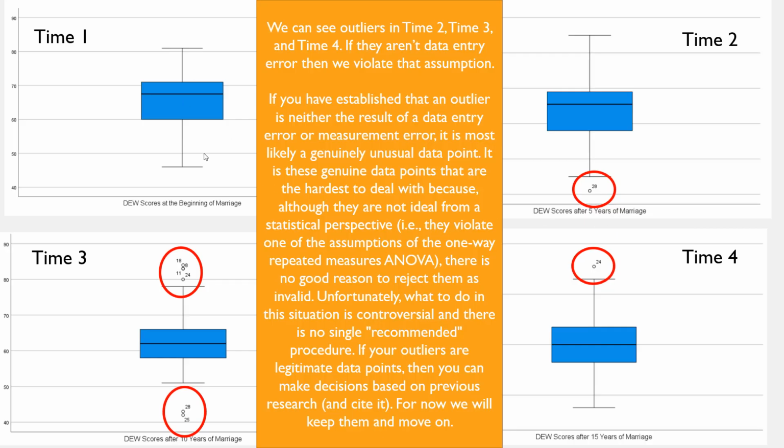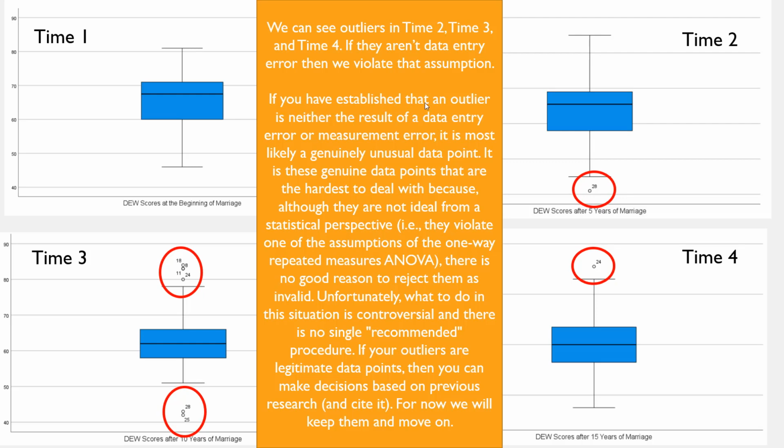All right, and then we're going to test for outliers. So I've run box plots, and those just come with the Explore routine. And you can see that in time 2, in time 3, and in time 4, I have outliers. So if they aren't a data entry error, then we violate the assumption of no outliers.